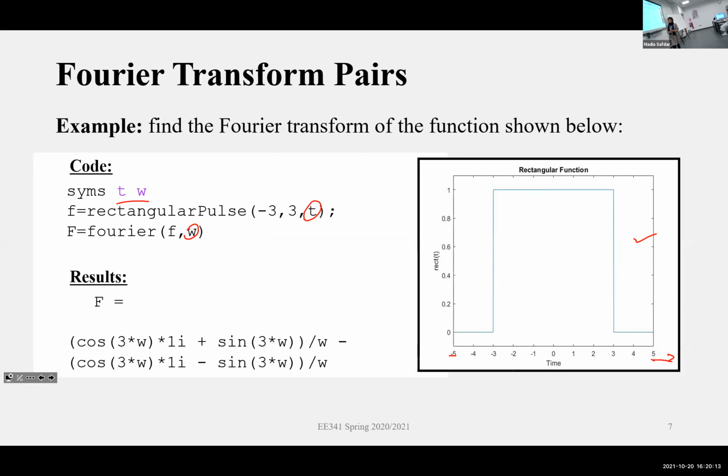These are the built-in commands, you have to memorize them. So just write rectangular pulse. From where is it going? From -3 to 3. Okay. From here, it starts from here to here, -3 to 3. There is a rectangle, and then Fourier of that rectangle will give you the Fourier transform of the rectangular pulse. Okay.